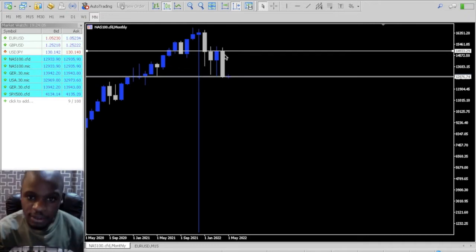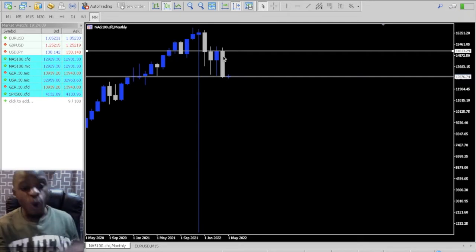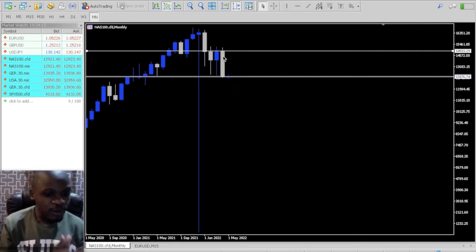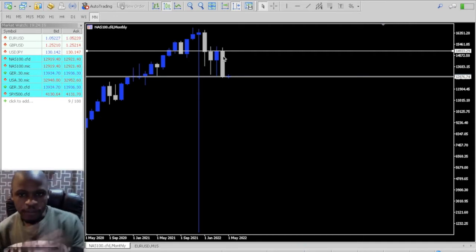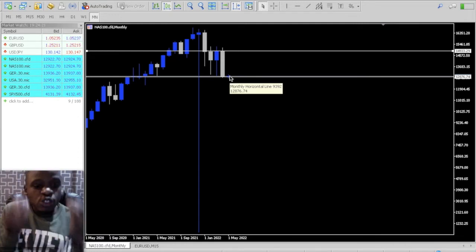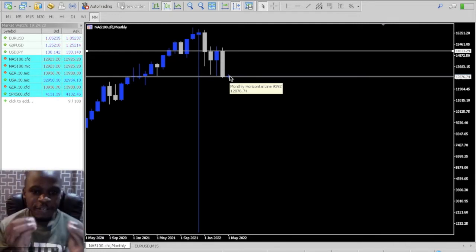So this candle over here took 1 month. It took the whole of April to form. So now we are currently on May, all right? We are currently on May. The candle is still forming. It's not finished, so we do not know yet if it's going to buy or sell. All right? You get it?